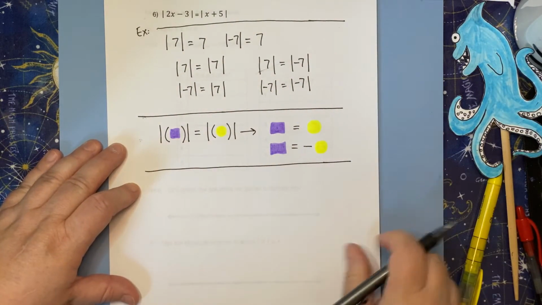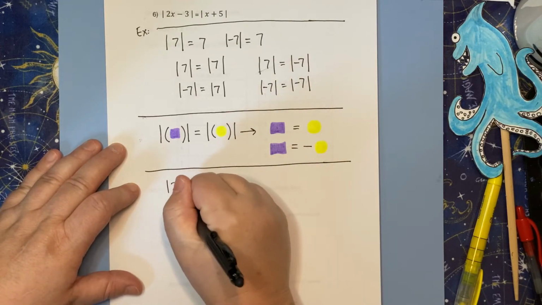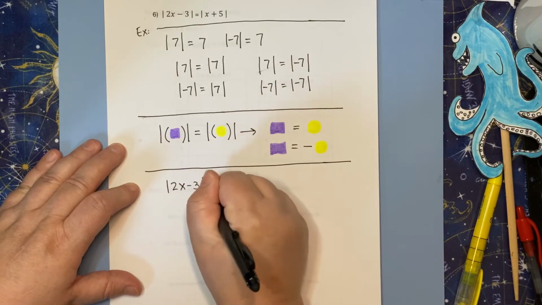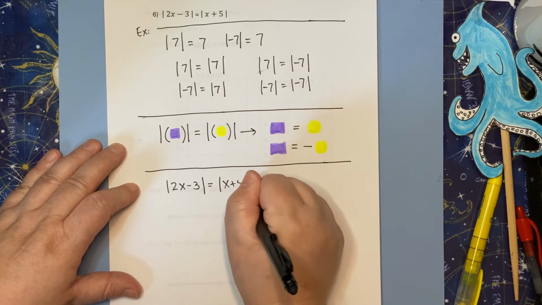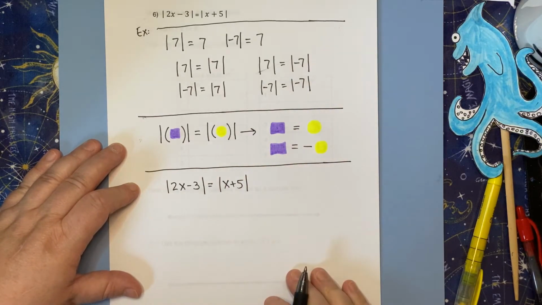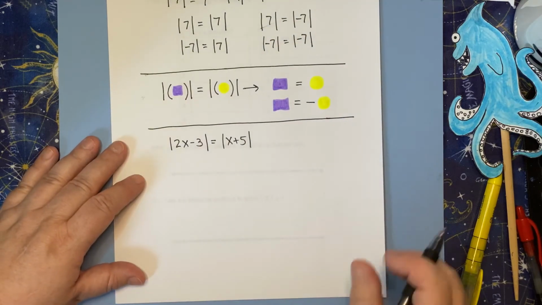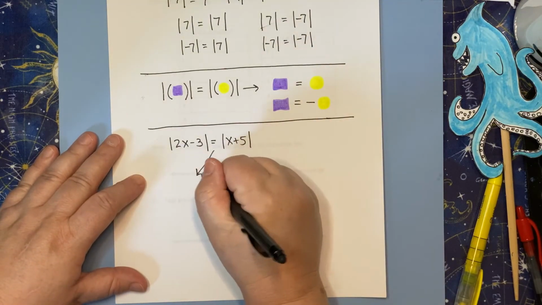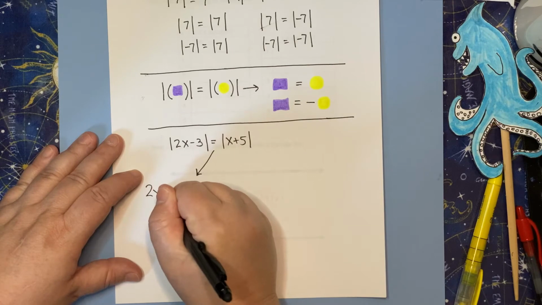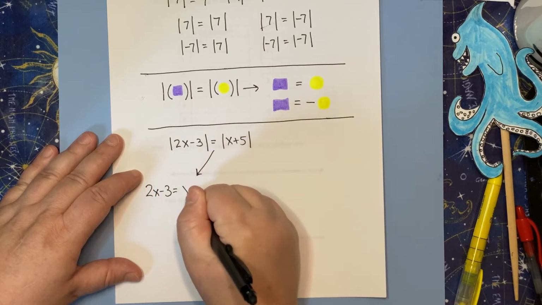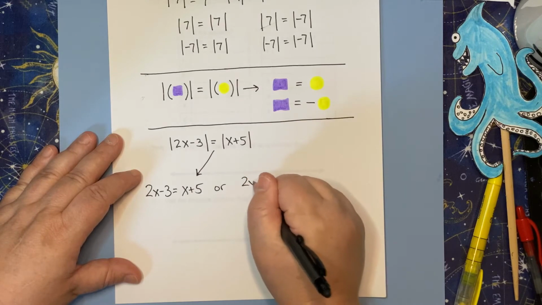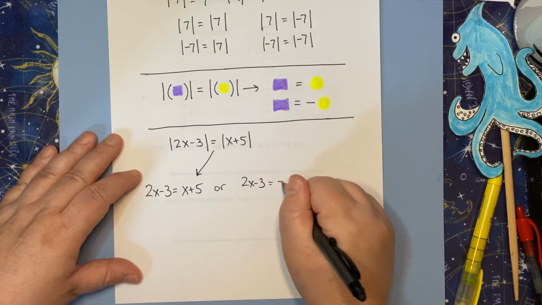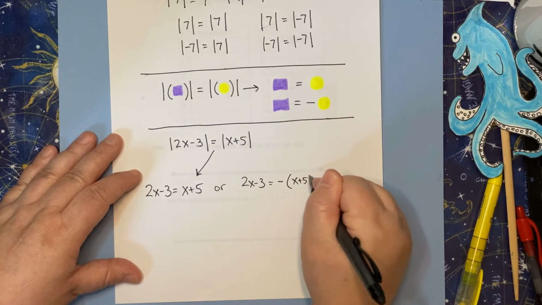What does this all mean? It means that if you have the absolute value of 2x minus 3 equal to the absolute value of x plus 5, you still only have two possibilities, believe it or not. Either 2x minus 3 equals x plus 5, or 2x minus 3 equals the opposite of x plus 5.